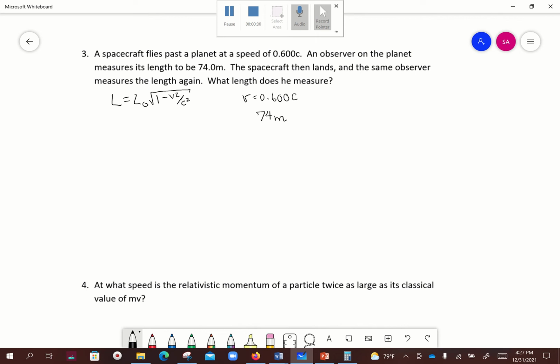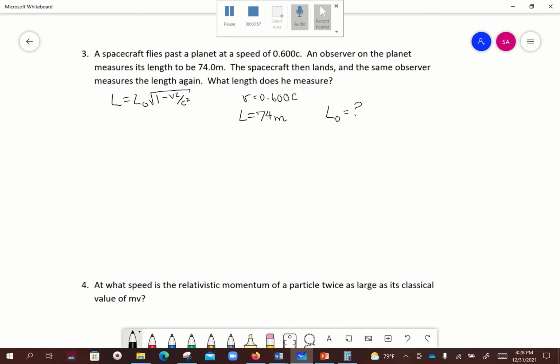So the question is, is that the proper length or not the proper length? Well, the proper length is measured in the frame in which the spaceship is at rest. The person on the planet measures the spaceship flying past it, so that's not the proper length. That's going to be L. Then after this, the spacecraft lands and the same observer measures the length again, and we want to know what length he measures.